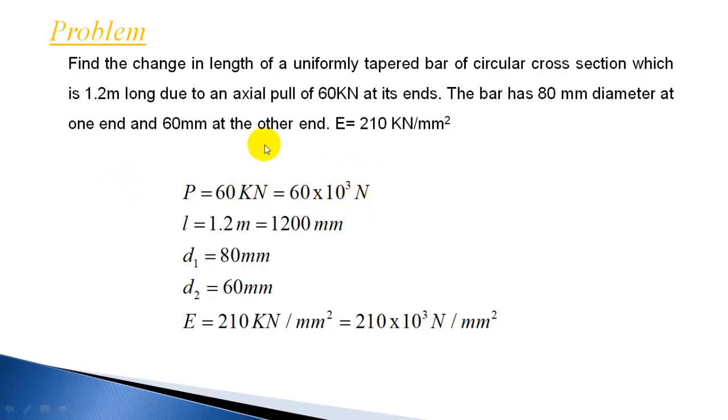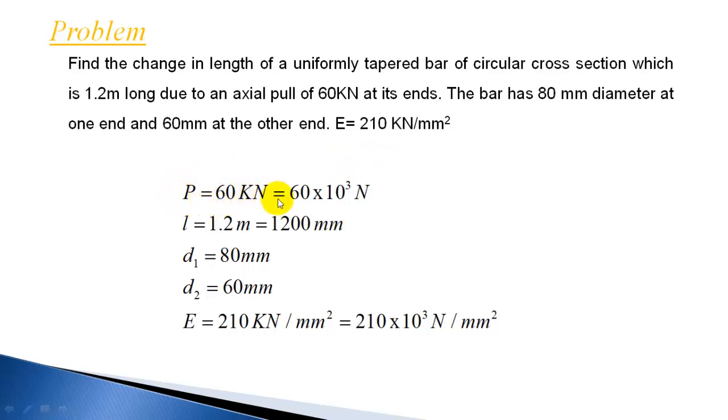So it's a uniformly varying bar of circular cross section and it is subjected to an axial pull of 60 kN at its ends. It is 1.2 meter long, the diameter changes from 80 mm to 60 mm, and Young's modulus is given. So it's a direct application of the formula which you have studied. Directly you can apply. It's a uniformly tapered bar of circular cross section. It is subjected to an axial pull of 60 kN.